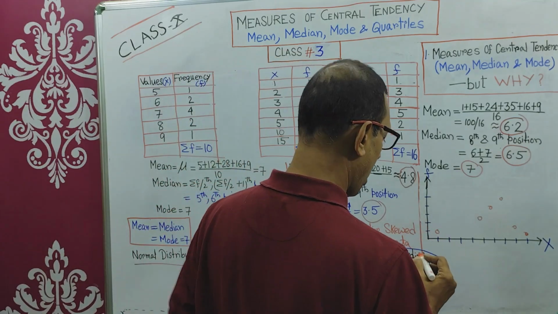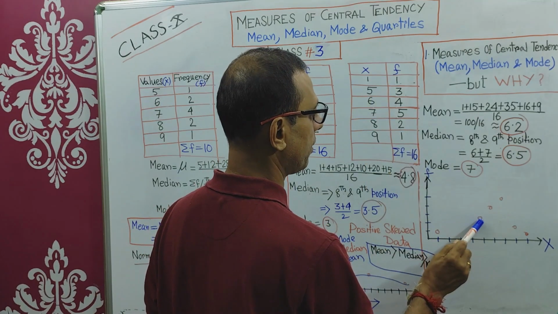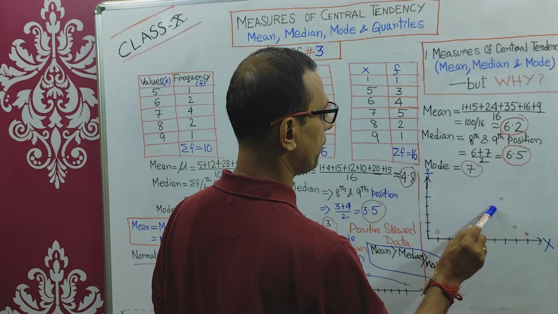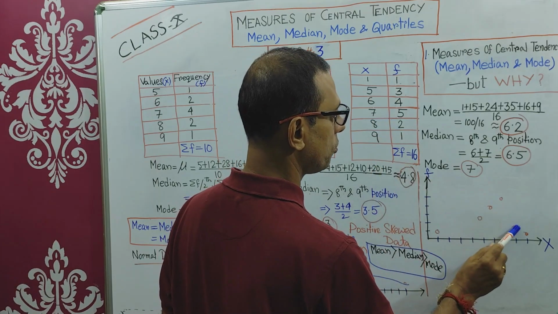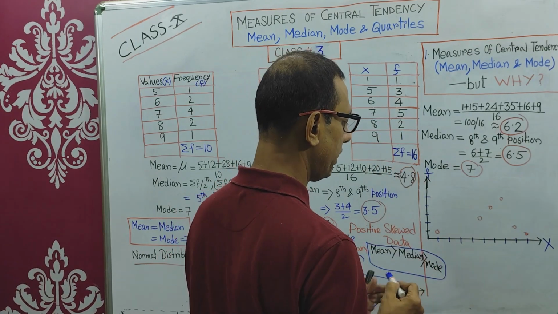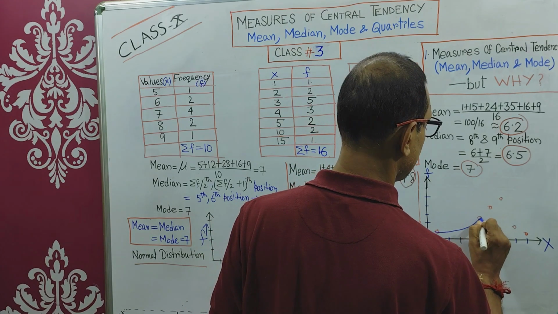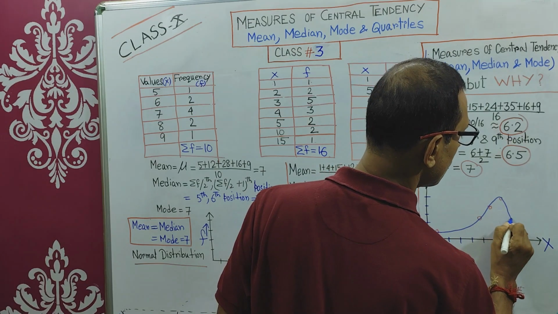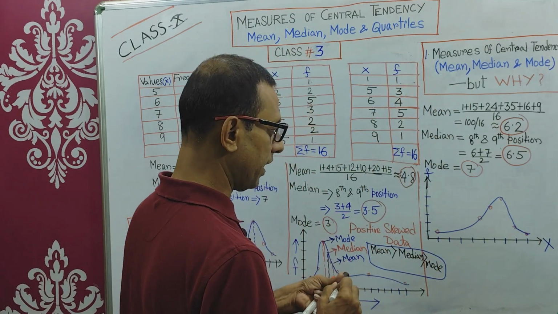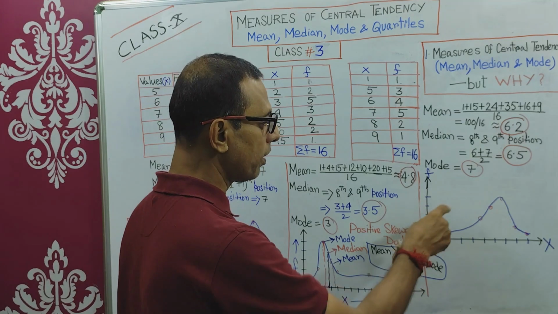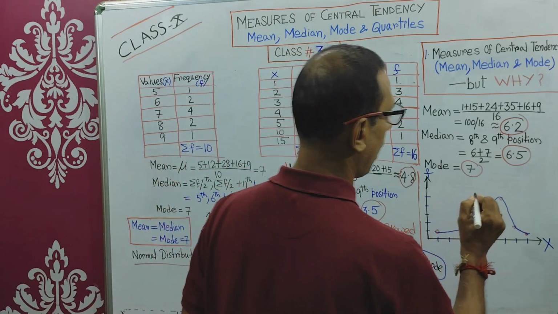data set, right? So now if I join all these points: 1, 1; 3, 5; observation value 6, frequency 4; observation value 7, frequency 5; 8, 2; 9, 1. Now if I join these points, here you can see the tail is towards the negative direction, right? So it is called negatively skewed data.